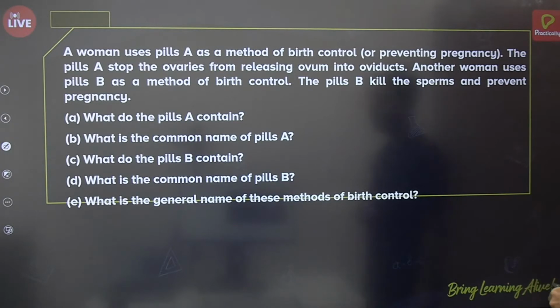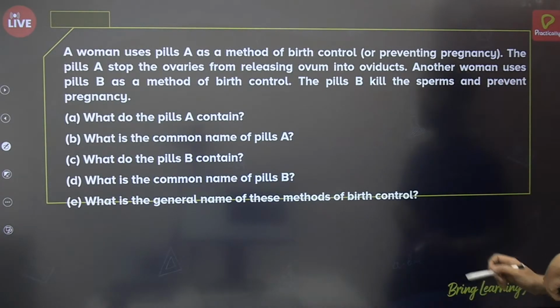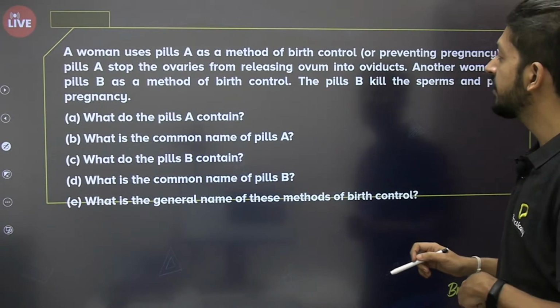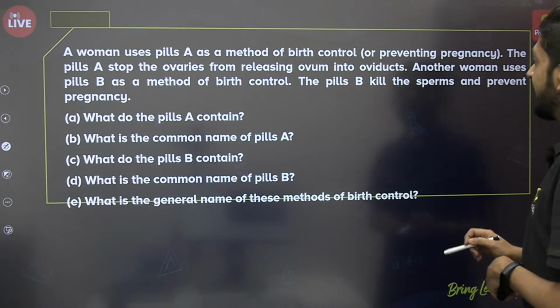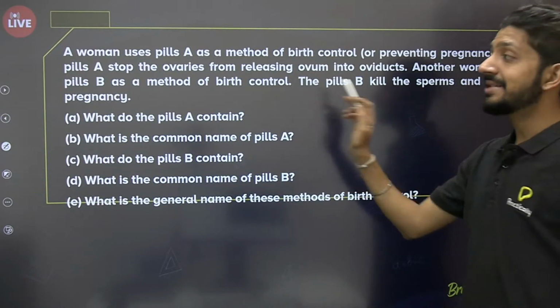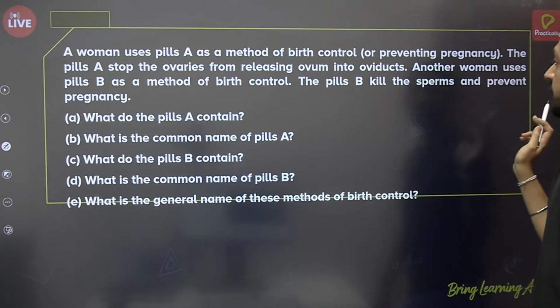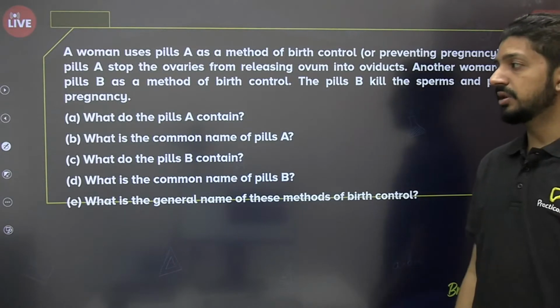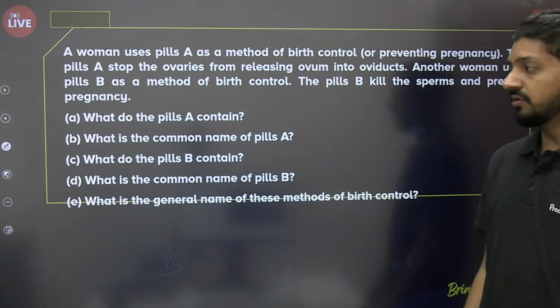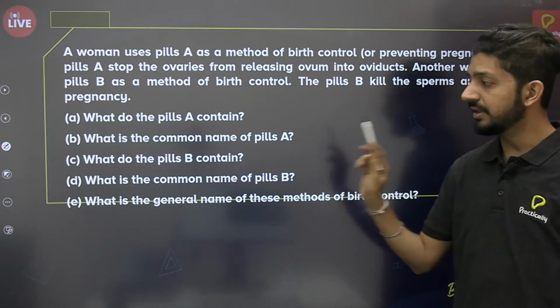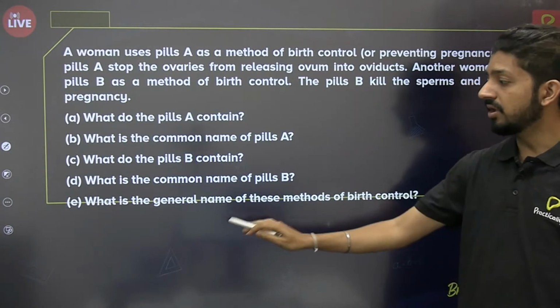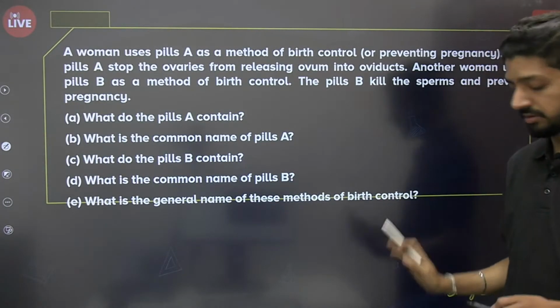A woman uses pills A as a method of birth control or preventing pregnancy. The pills A stop the ovaries from releasing ovum into the oviducts. Another woman uses pills B as a method of birth control. Pills B kill the sperms and prevent pregnancy. What do pills A contain? What is the common name of pills A? What do pills B contain? What is the common name of pills B? And what is the general name of these methods of birth control?